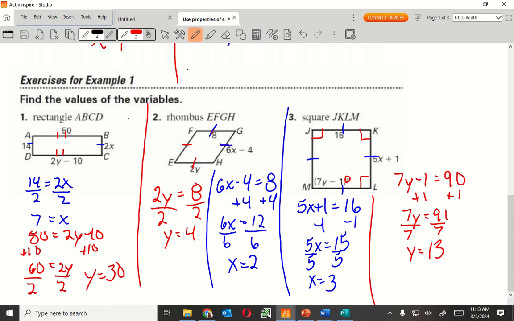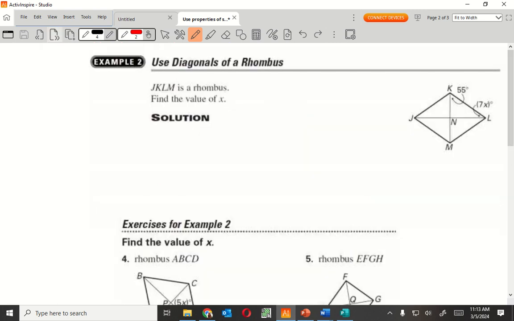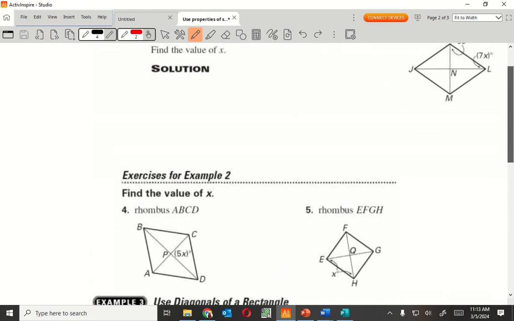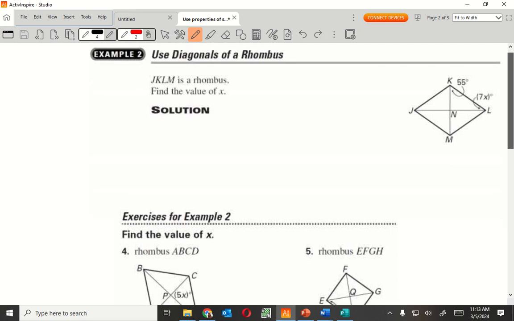All right, let's keep going. Now, we're going to do example 2 here. And then I'm hoping you guys could actually have some time to work on homework.